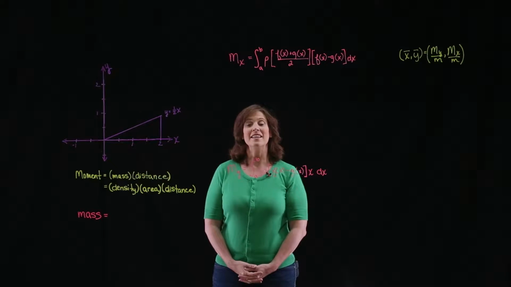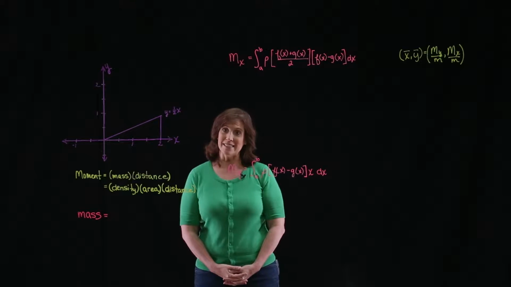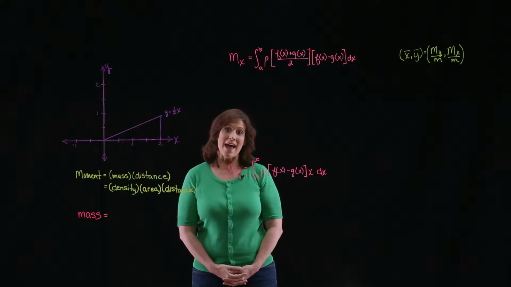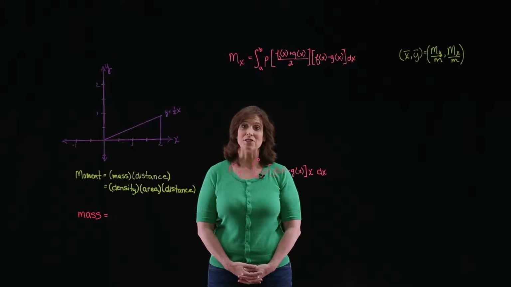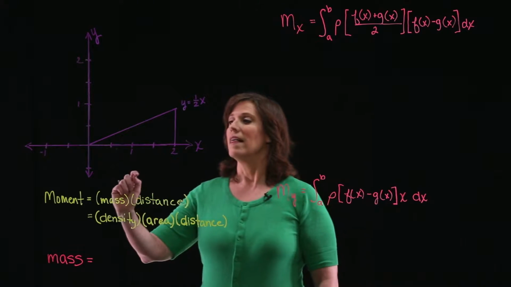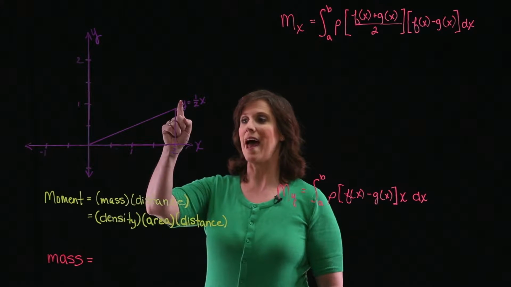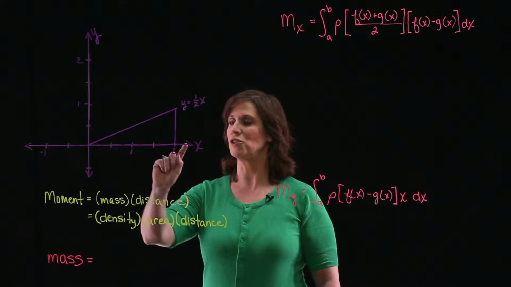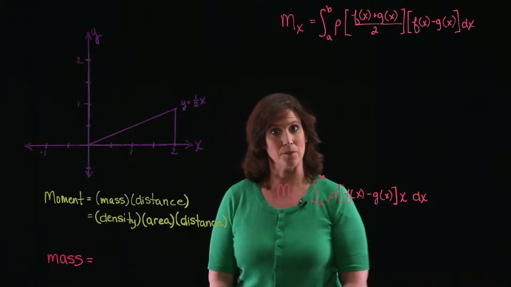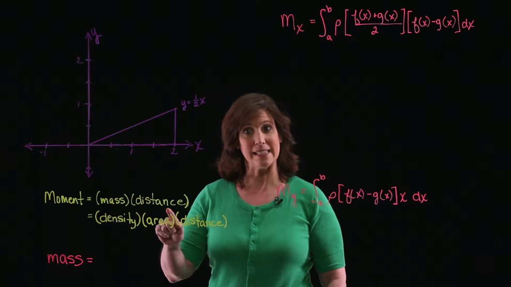Hi everyone, I'm Cheryl. In this problem, we're asked to find three things: the moment about the x-axis, the moment about the y-axis, and also the center of mass for a lamina that has uniform density and is bounded by y equals 1/2 x, x equals 2, and y equals 0. Now, we know that the moment is the mass times the distance.